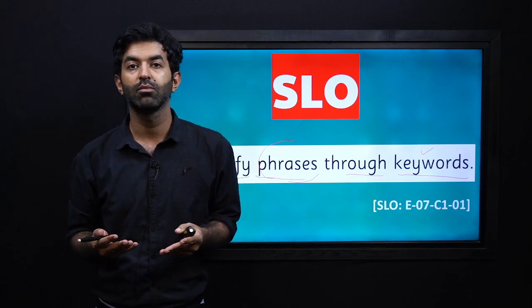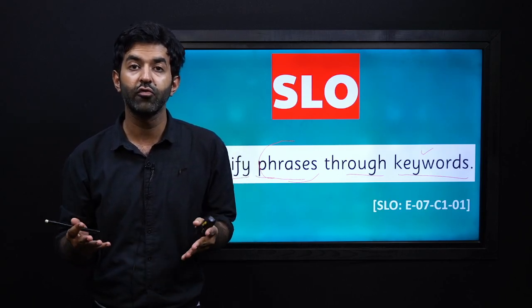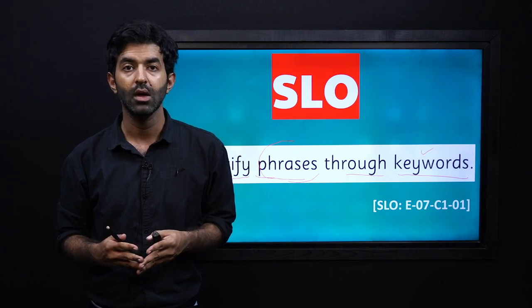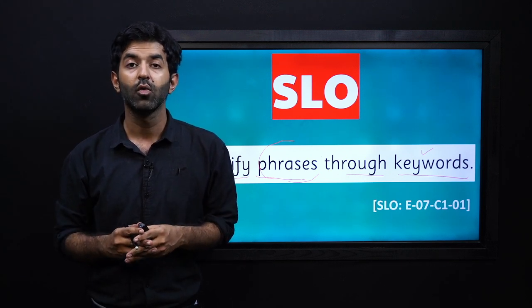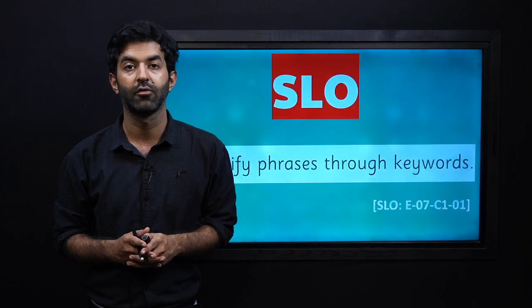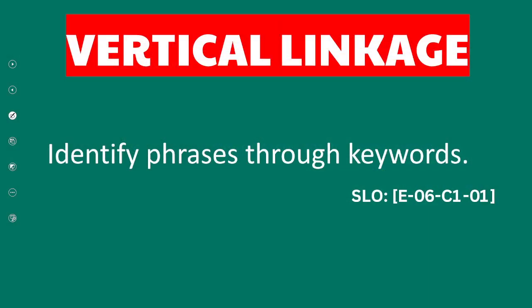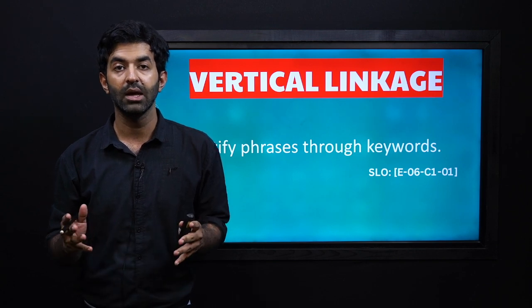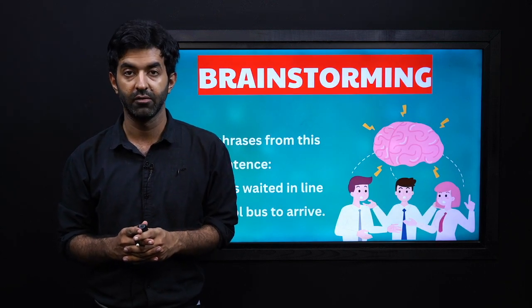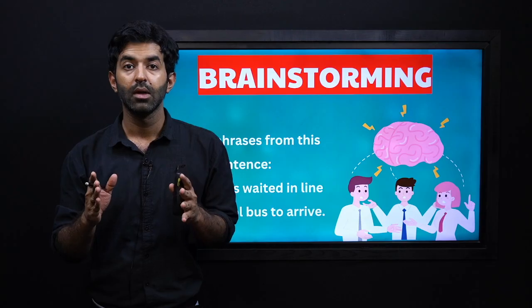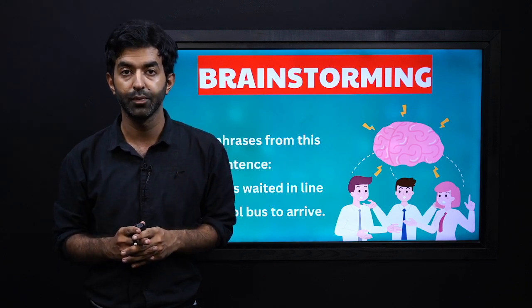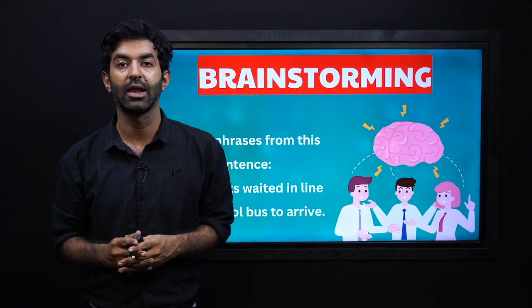Now, phrases can be of different types, like there is a noun phrase, adjectival phrase, adverb phrase, and prepositional phrase. Now, let's see how, with the help of keywords, some important words, we can recognize and identify our phrases. Here is your vertical linkage, student. In the previous grade, we learned the same learning outcome. And now let's talk about our brainstorming activity. At this time, you can pause the video and perform this brainstorming session of 1 or 2 minutes so that you get involved in the lecture coming ahead.